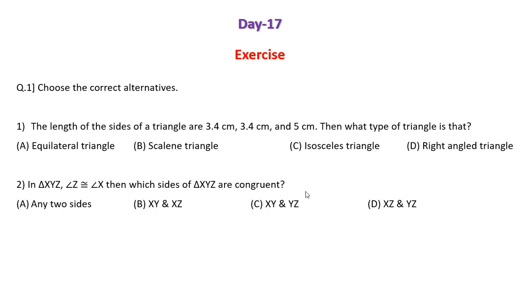Types of triangles. By side, there are three types: equilateral triangle, isosceles triangle and scalene triangle. And by angle, the types of triangles are acute angle triangle, right angle triangle and obtuse angle triangle. All these topics we learn by using your textbook.